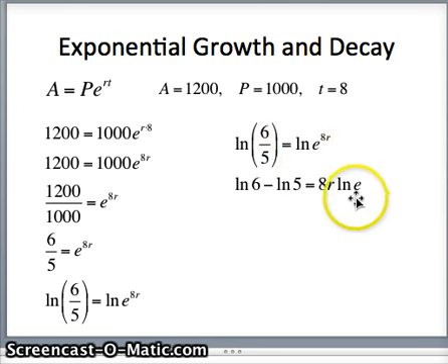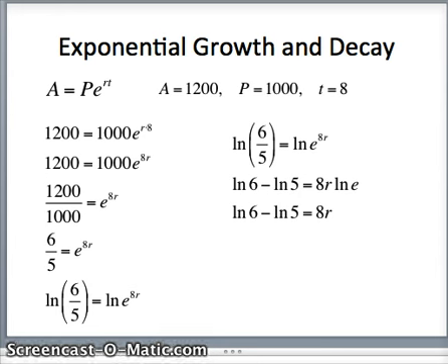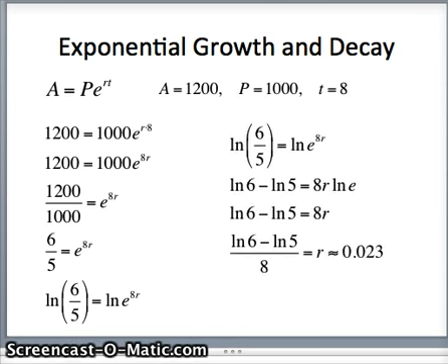But the natural log of e is just 1. e to what power is e? The natural log of e is 1. e to the first power is e. So we get log 6 minus log 5 is 8R, and you can see we've just about solved for R. We're going to go ahead and divide both sides by 8. And we get log 6 minus log 5 over 8 gives us an R of 0.023, or 2.3% per year. And that will conclude this lesson.